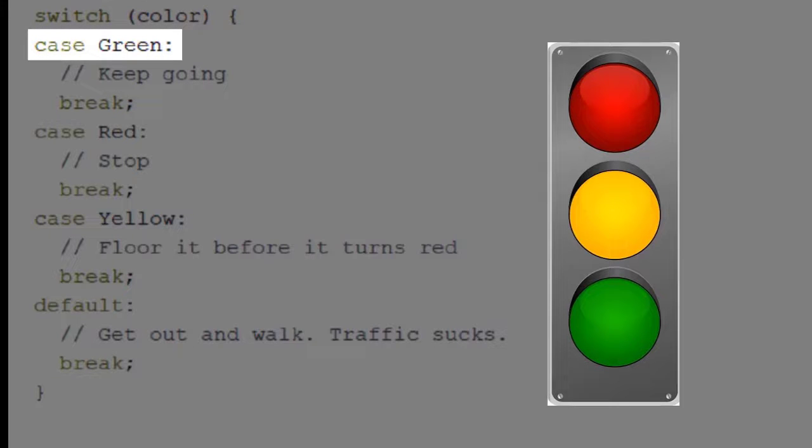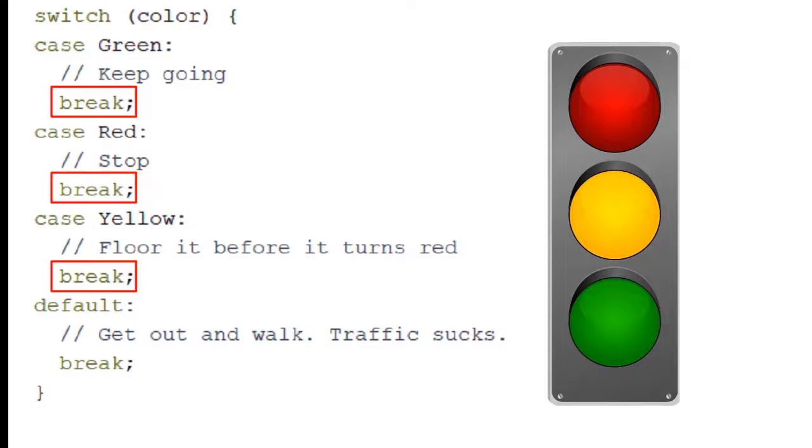We have case green, which means we should keep going. We have case red, which means we should stop. And then case yellow, floor it before it changes to red. And of course, we need break after each one of those cases after the code, as we can see here. So that kind of makes more sense now, I hope.